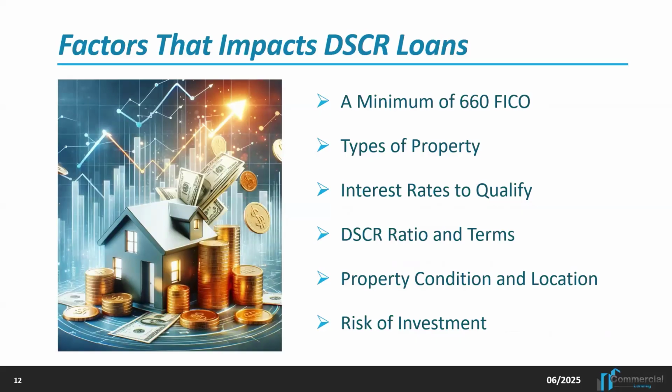Of course, we have to know about some factors that impact DSCR loans. At first, the borrower needs to have at least a 660 FICO, and the property type needs to be determined and checked against the interest rates to qualify. Then the ratio and terms are another important aspect to look into. And of course, the property condition and the location play another vital role here. And lastly, we need to determine the risk of making an investment in the properties through DSCR.